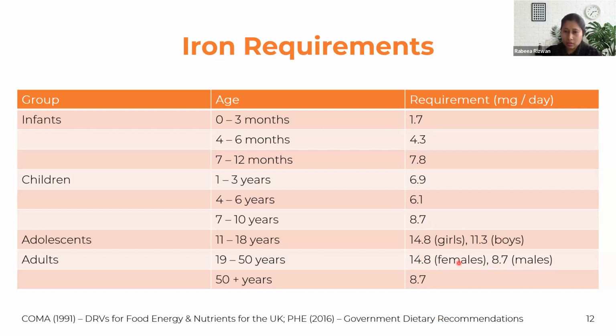But see another thing: females require more as adults, 14.8 milligrams per day. Now, why are they not stuck at 8.7 as mature adults? In females, the reason is that they bleed monthly, so there is loss of hemoglobin iron as well. That's why they need more iron than males. But after menopause, both have the same requirement, 8.7 milligrams of iron per day.